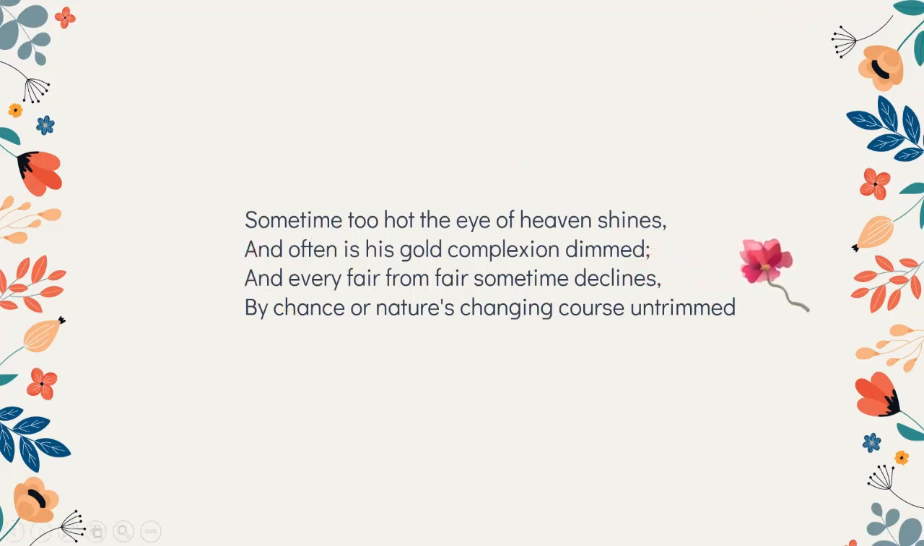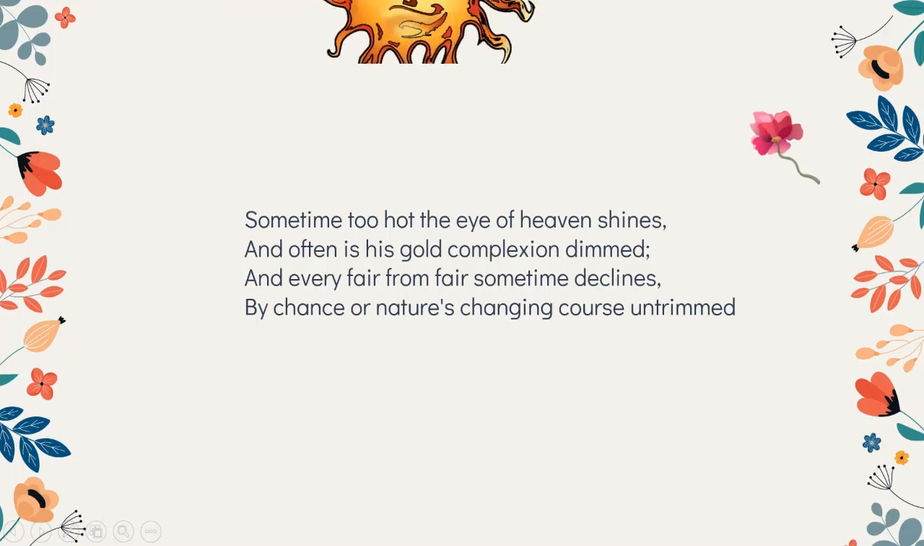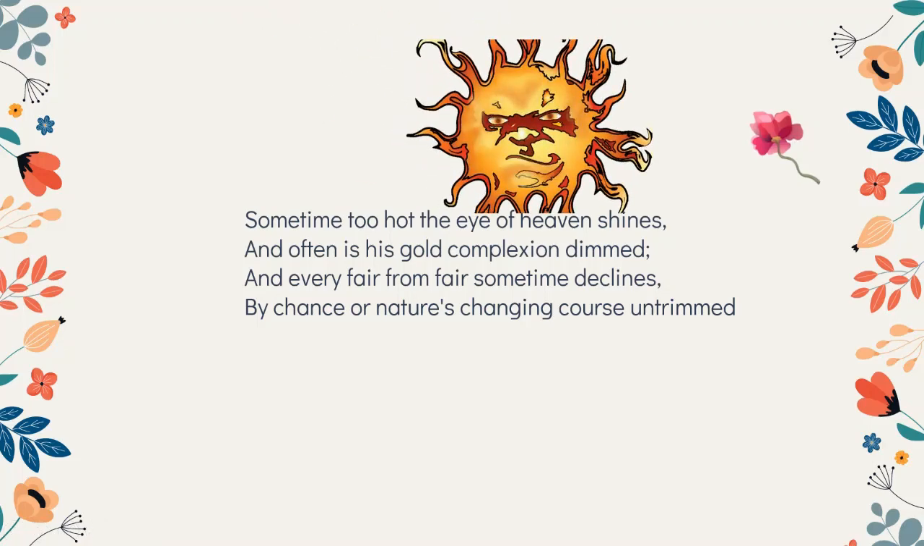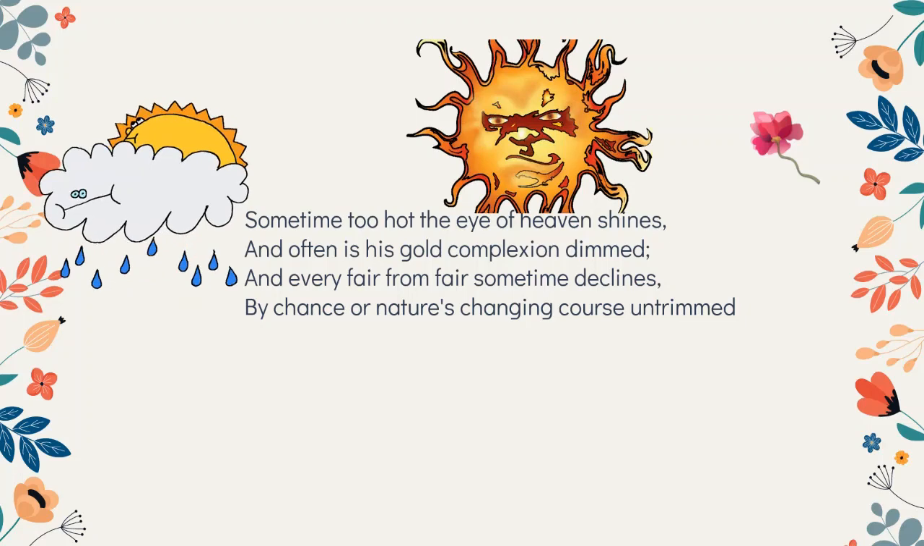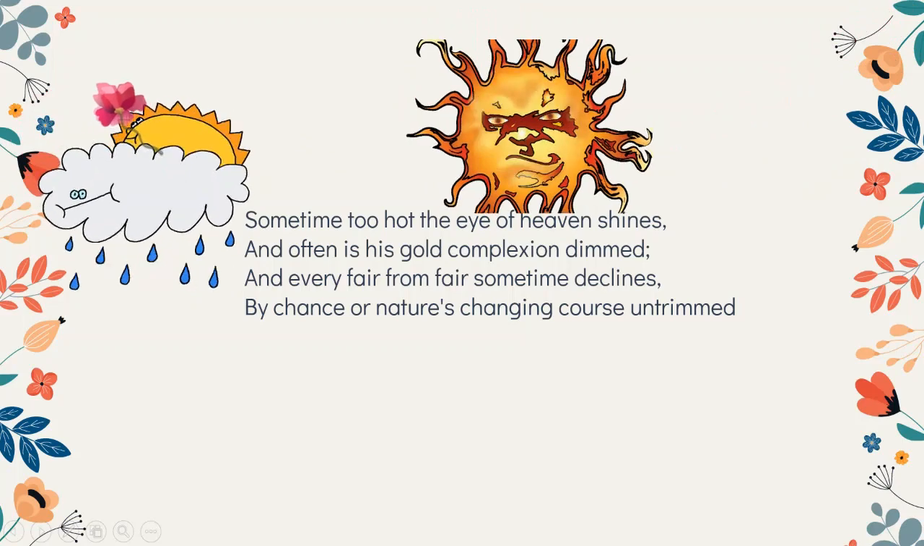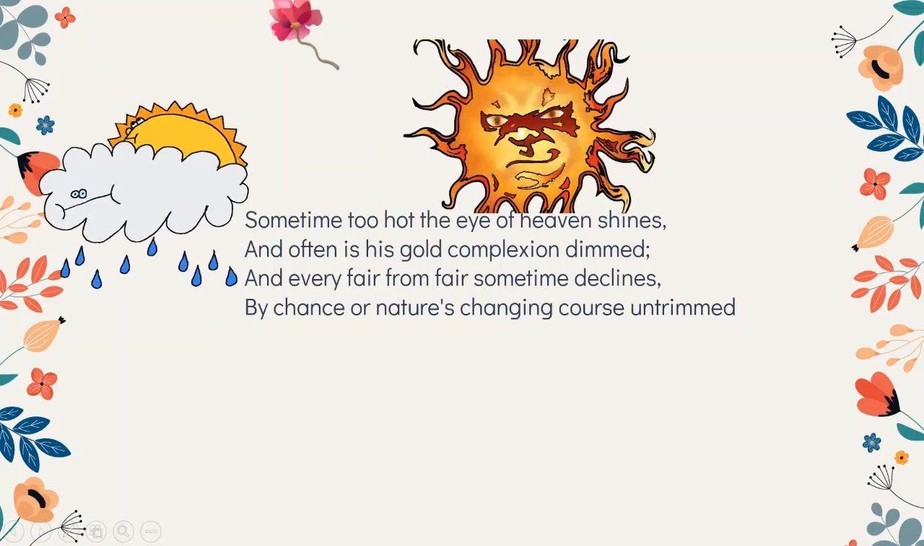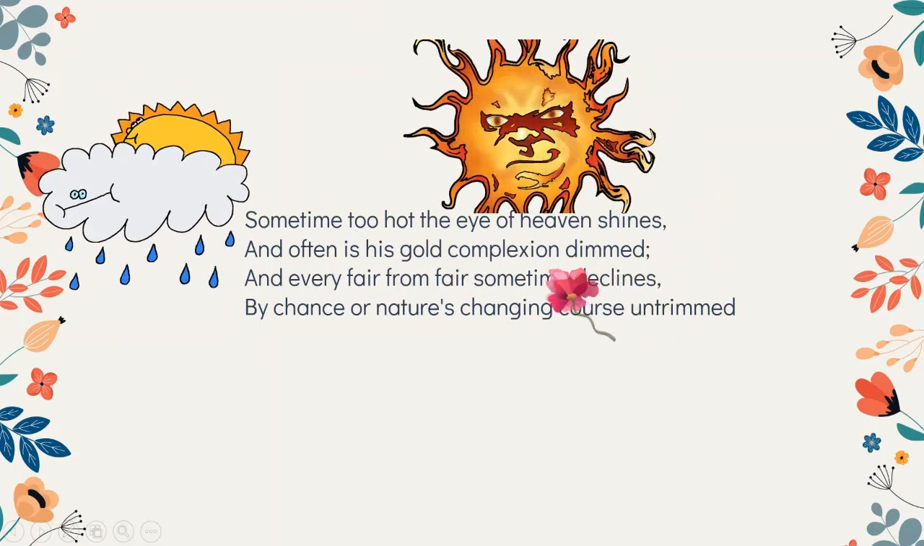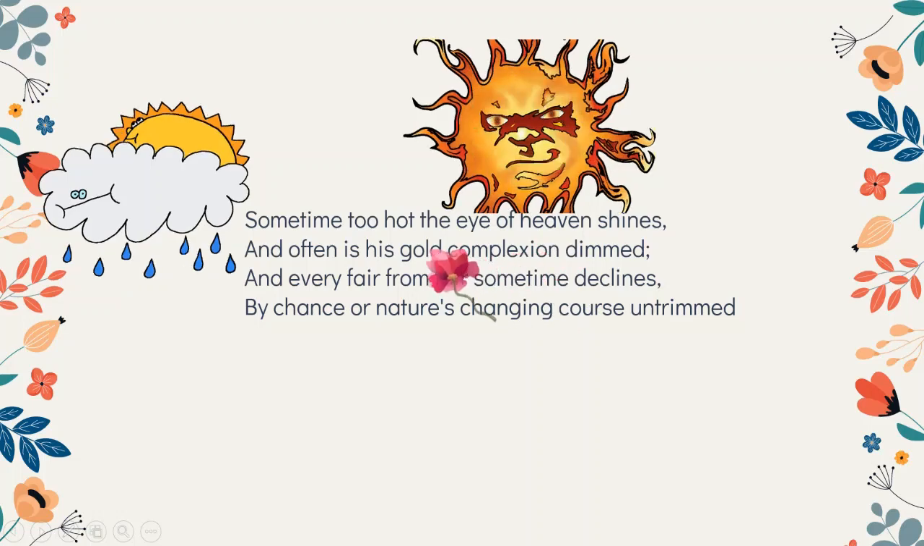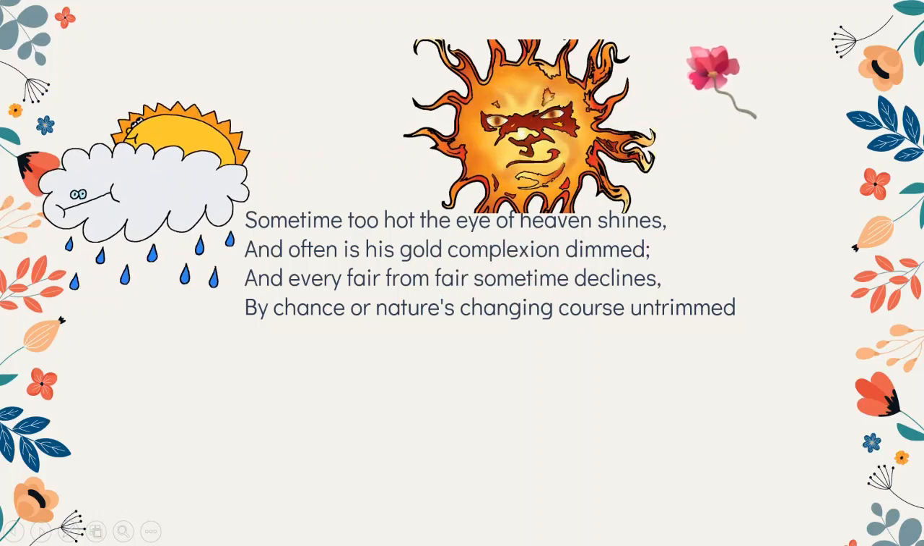Sometimes too hot the eye of heaven shines, and often is his gold complexion dimmed. So the sun is not balanced. Sometimes it is too hot. Sometimes it is not there at all. While you're a balanced one, your complexion, your color is always in there. It's always just shining. So your complexion is even more beautiful than the sun itself.